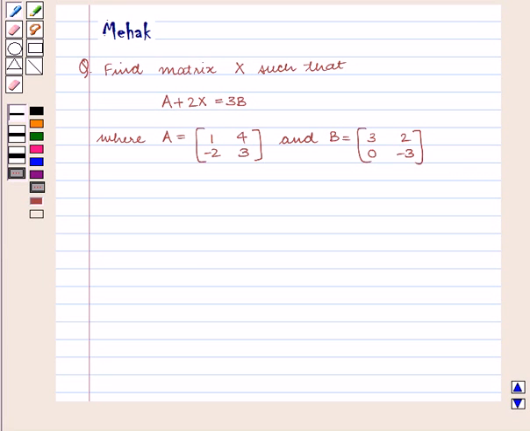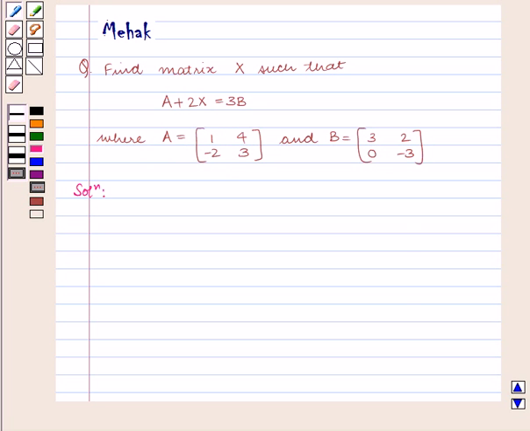In this session, we are going to discuss the following question. The question states: find the matrix X such that A plus 2X is equal to 3B, where A is the matrix 1, minus 2, 4, 3 and B is the matrix 3, 0, 2, minus 3.